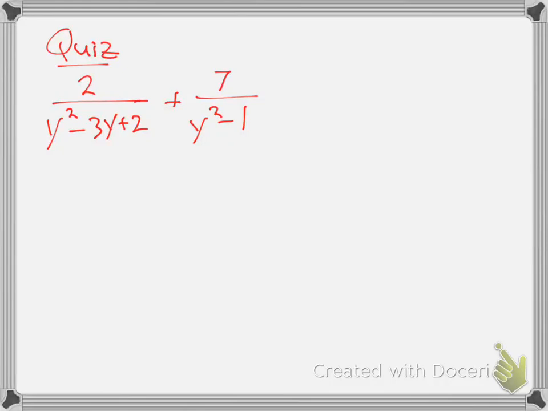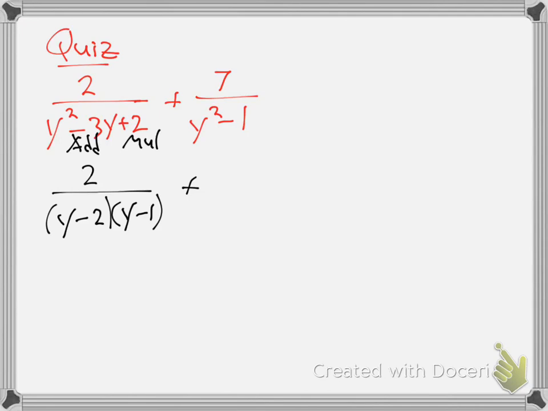So we need to factor those denominators. And so I'll do that. And that's going to be 2 over, what is this, y minus 2, y minus 1. Did you get that? Because those multiply to be 2, right? Negative 2 and negative 1 multiply to be positive 2. And they add to be negative 3, don't they? Good. And then the other one's in FL. It's just y plus 1, y minus 1.